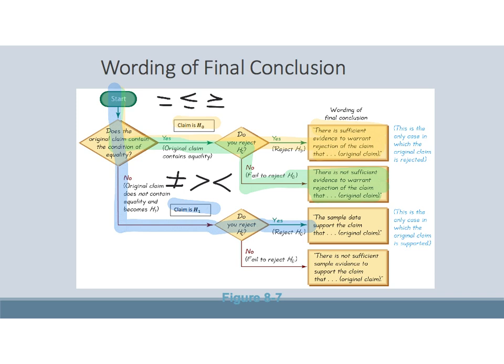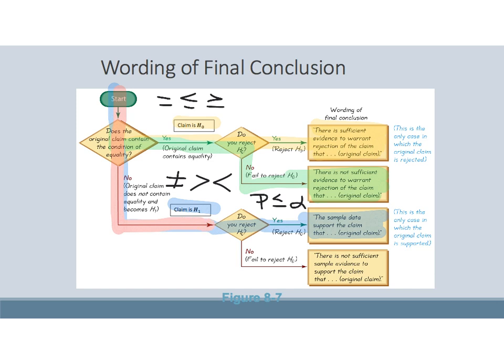I hadn't said that before, but remember, from the slide right before, this would be yes if P is less than or equal to alpha. And so if it is yes, then we start our conclusion that way: The sample data support the claim that, and so on. If my claim does not contain equality, and remember, you always write claim beside it at the very beginning to help you remember which one was the claim.